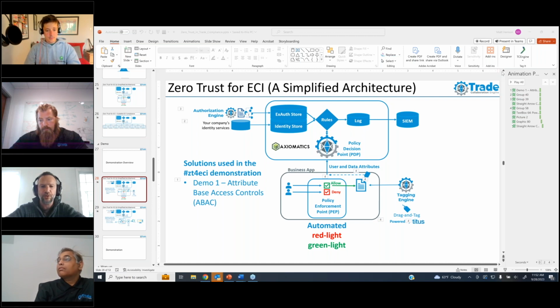So when it came to that red light, green light scenario, obviously we were changing the attributes from India to Canada. What else had to change in that scenario? Policies, what else was happening behind the scenes, basically?